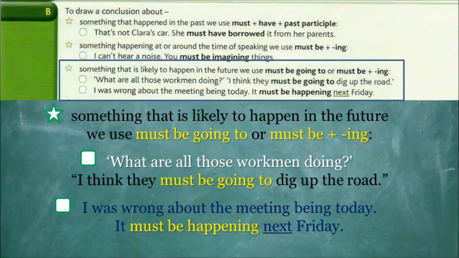Something that is likely to happen in the future. We use must be going to or must be plus verb-ing. What are all those workmen doing? I think they must be going to dig up the road. I was wrong about the meeting being today. It must be happening next Friday.